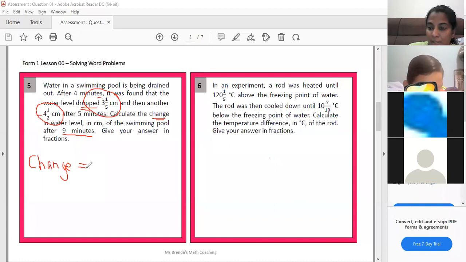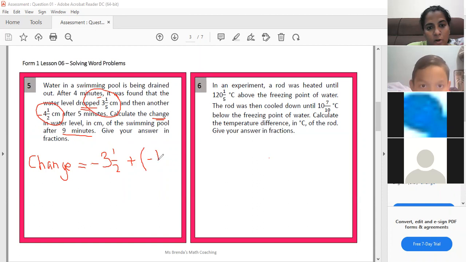Anyone working out the calculation on your side? You should be looking something like this. So you could say that negative 3.5, okay, plus negative 4.5. Close your bracket. You're already familiar with working with fractions.